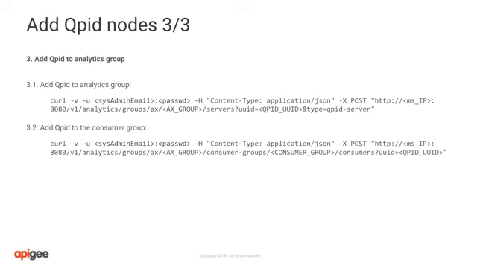Finally, using the information we have gathered so far, we can add the new Cupid server to our analytics and consumer groups. This is again done using management API calls. The first call uses the analytics group name along with the UUID to add a new server with type Cupid server. In the second call, we add the server to the consumer group. At this point, our new Cupid server will start to receive analytics events from the message processors associated with the scope served by the analytics group we added it to.